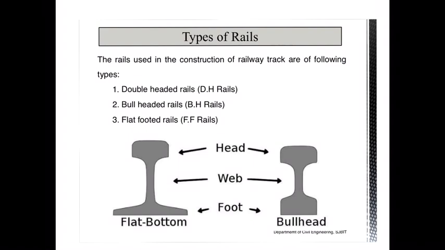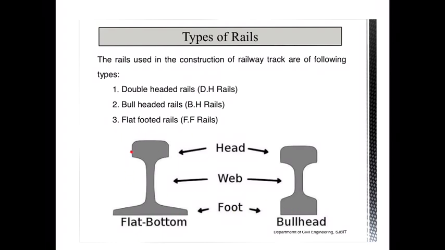The types of rails can be classified based upon how the cross section is provided on the various sections in the head, web and the foot section. You can see here on the top, that is the head section. The head section is the one which is in contact with the steel wheels, and the web and the bottom portion, which is fitted to the sleepers, we call the foot section.